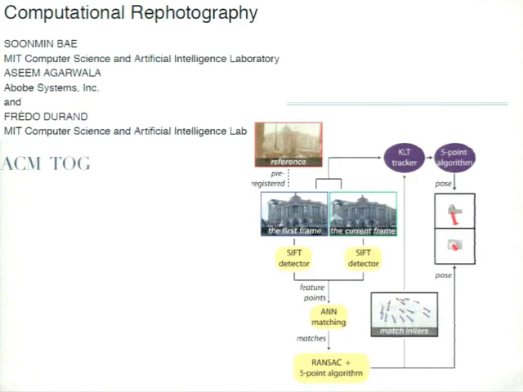Another way you can apply computational techniques to these problems is to use the computer to help you with making these re-photographs. So this is work by my colleague Fredo Durand and Maneesh Agrawala and his student Soonmin Bae. They use computer vision methods to help you line up your camera at the right position to match an input photo that you want to make a re-photograph of. So this uses the kind of computer vision methods you might expect, local feature detectors and knowledge of the geometry to tell you how to move the camera, how to adjust the focus.